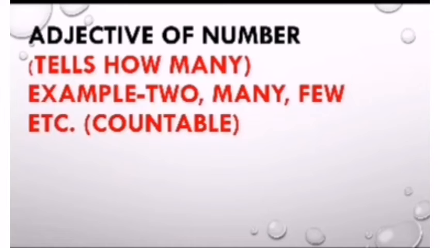Okay. Now next one is adjective of number. Adjectives of number are similar to adjectives of quantity. The only difference is this is used for countable nouns, right? So examples are two, many, few, etc. Few pens, two pencils.